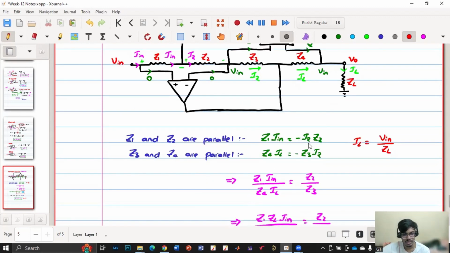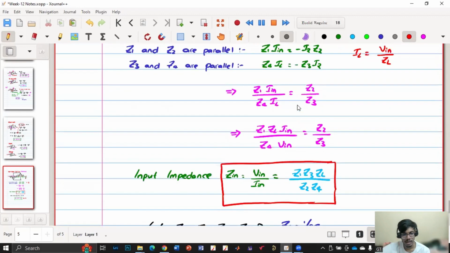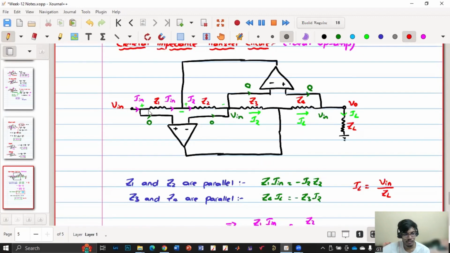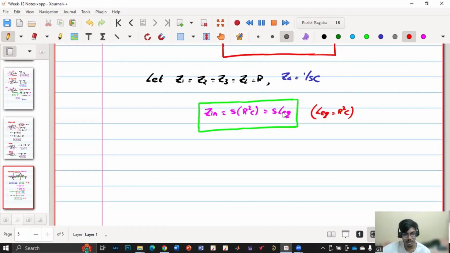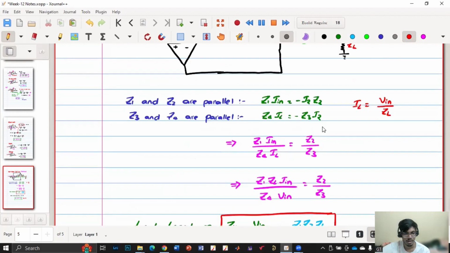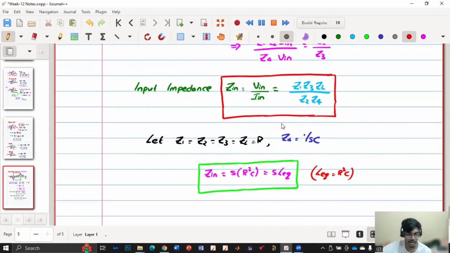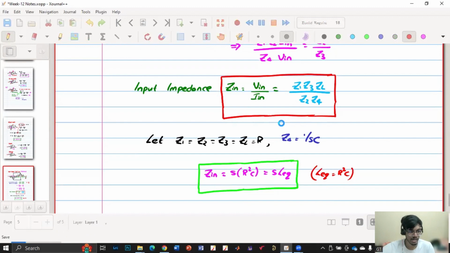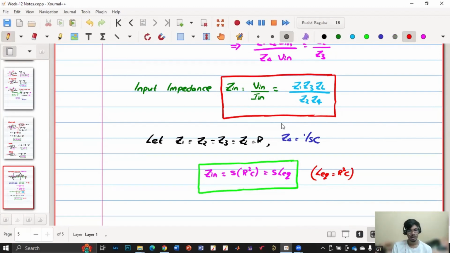So if I consider Z4 to be a capacitor and all others to be resistors, then if I look at the input side, my input impedance will look as if there is an inductor connected over here, but we have not used any inductor. We have used only op-amp, resistors and capacitor. So we can emulate an inductor using a capacitor, similar to a gyrator. Also, we can emulate a capacitor using an inductor. So this is one different application of op-amp.